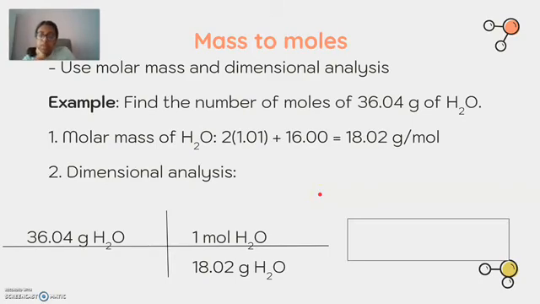The next is we're going to be converting from mass to moles. So we're going to be using molar mass and dimensional analysis for this too. So find the number of moles of 36.04 grams of water. First we're going to be finding the molar mass of water, which was covered in a previous slide, and then we're going to be using dimensional analysis. So the givens here, 1 mole of water is equal to 18.02 grams of water, and then units cancel, and we are left with 2 moles of water.